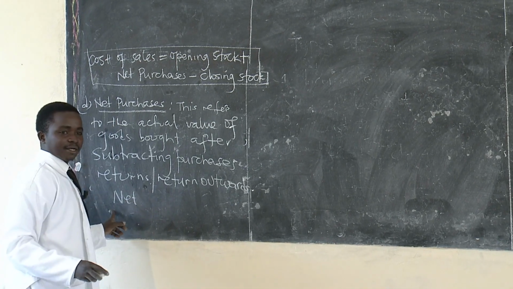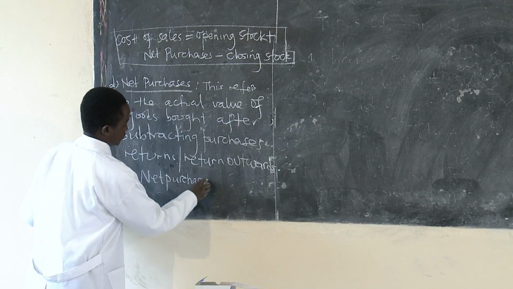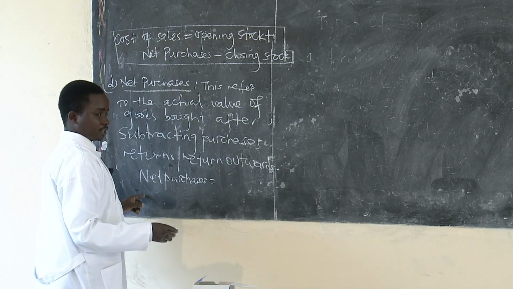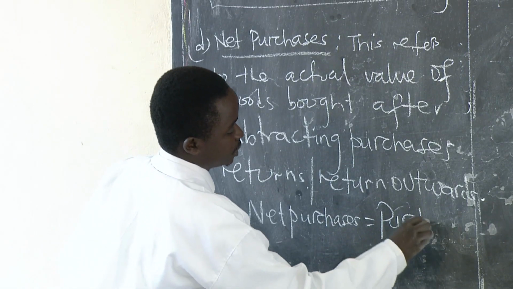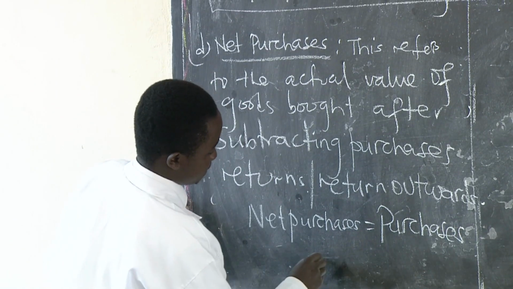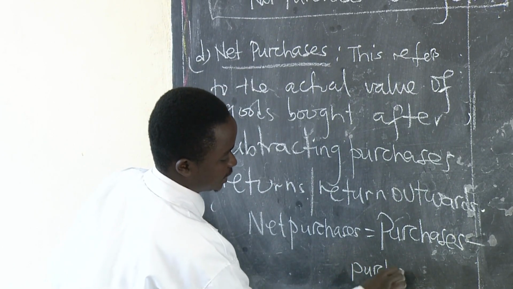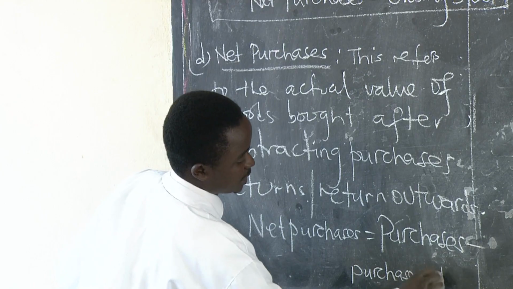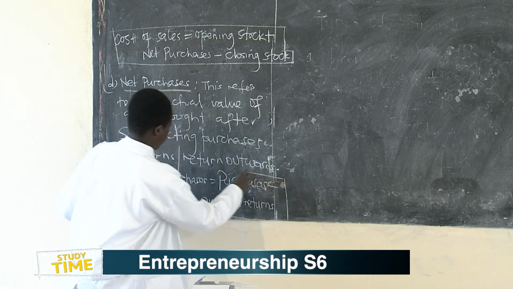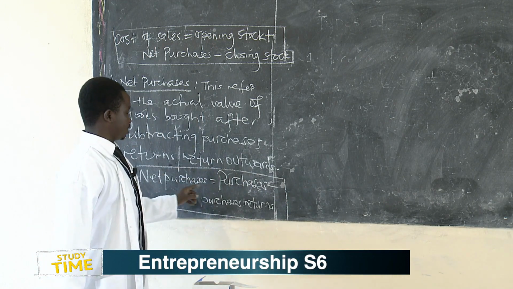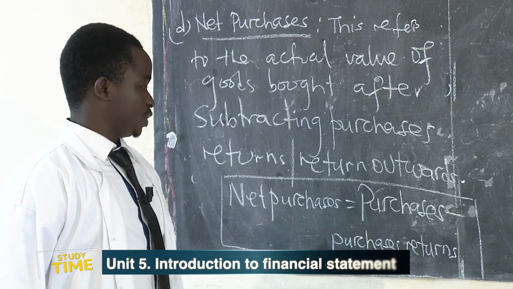So how do you get net purchases therefore? Who can tell me the formula? Somebody to say the formula of net purchases? Yes? Good. Net purchases must be equal to purchases minus purchases returns. So if they ask you net purchases, you get purchases, you subtract purchases returns. However, we shall see some adjustments on this.